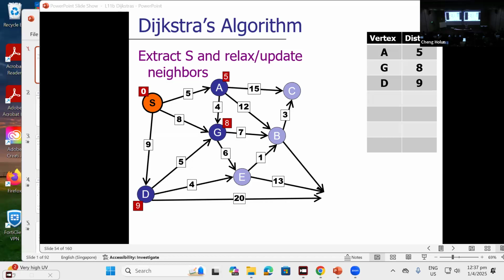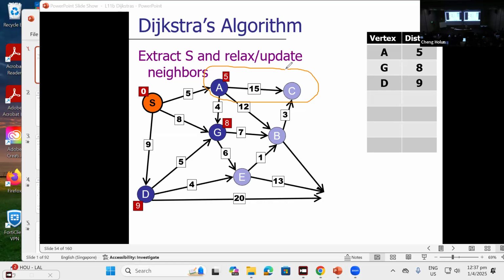What will be the new estimated distance for C? Who says the new estimated distance of C is 5? Who says it's 15? Who says it's 20? Correct, it's 20. Why? Look at this. I'm relaxing this edge AC, right? Actually, I will relax AB and AG later. I'm relaxing AC. What was the process?